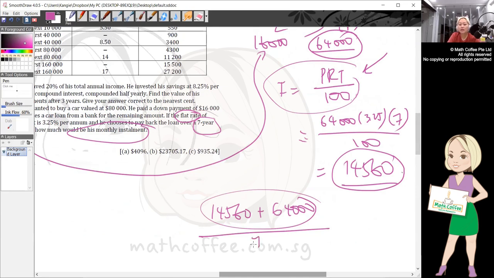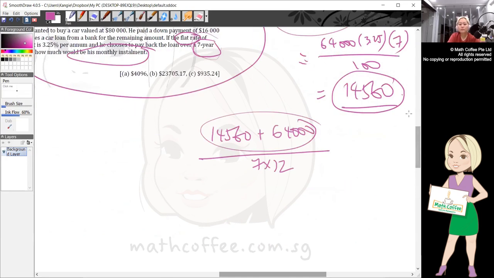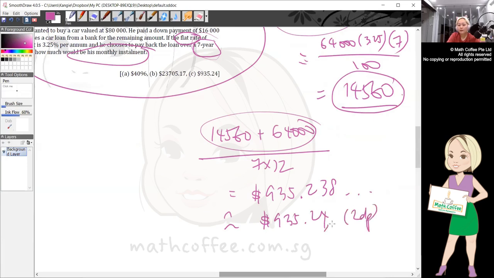7 years means 7 times 12 months. Then divide by 7 times 12, and you will get 935.238 and so on. And money rounds to 2 dp, so it's 935.24, 2 dp. Done.